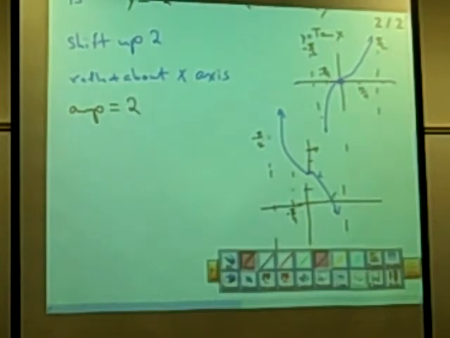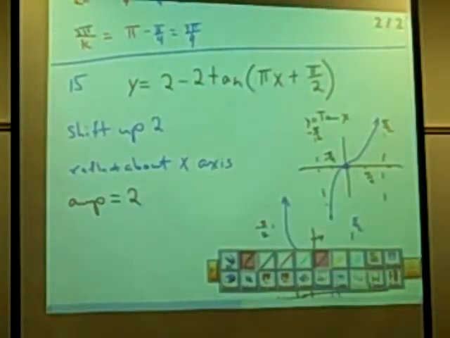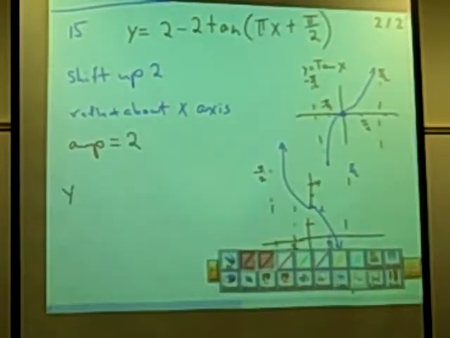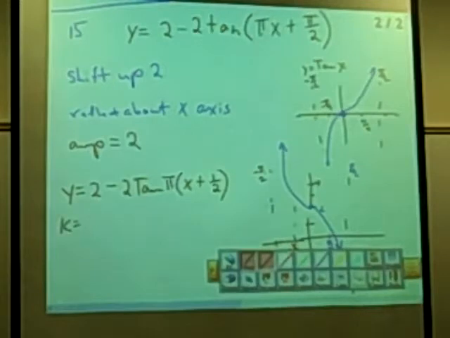All right. Here's pi over 2. All right, what else we got? Factor out k, right? Which in this case is what? Pi, right? Okay, so that means we're going to have y equals 2 minus 2 tangent. And we're going to factor out pi, right? Which means we're going to have x plus what? 1/2, right? Good. Okay? Which means k is what value? Pi. And our period is 1. Good. Because that's pi over k, right? Which is going to be pi over pi.